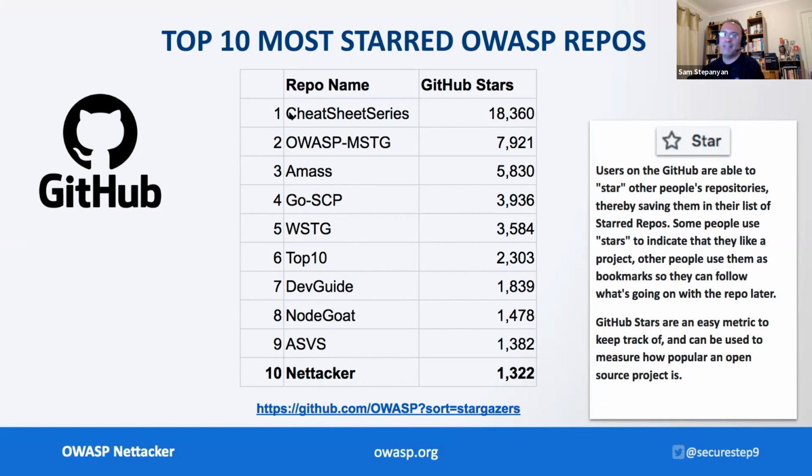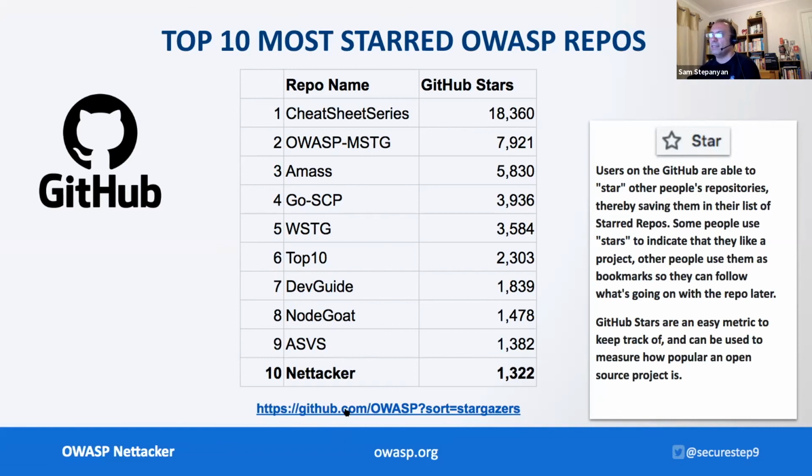Number one is not OWASP Top 10, surprisingly, but the Cheat Sheet Series. This is the most used and the most bookmarked project on GitHub with 18,000 stars. Then it's the Mobile Security Testing Guide, OWASP Amass, a fantastic project for subdomain discovery. There's a Go security coding guide available here, the Web Security Testing Guide, OWASP Top 10, of course, the Developer Guide, NodeGoat, and ASVS. These are the top 9, and number 10 in the list of stars is Nettacker with currently 1,300 stars, which is fantastic.